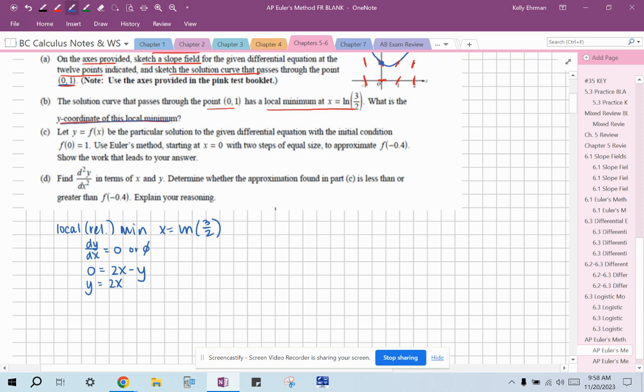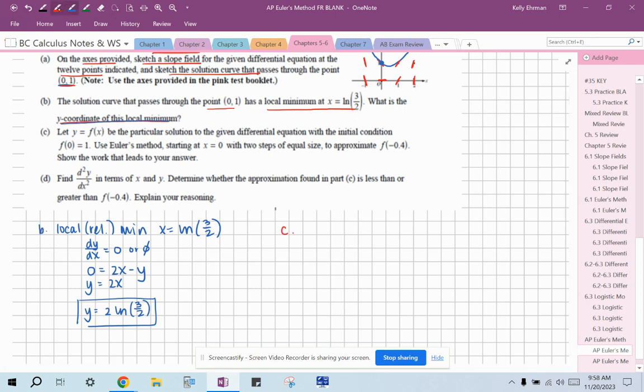So the question was, what's the y coordinate of the local minimum? And now we have an expression. y is equal to 2 times whatever x is. So y is equal to 2 times the natural log of 3 over 2 at the local minimum. All right, part C. Oh, this was B.